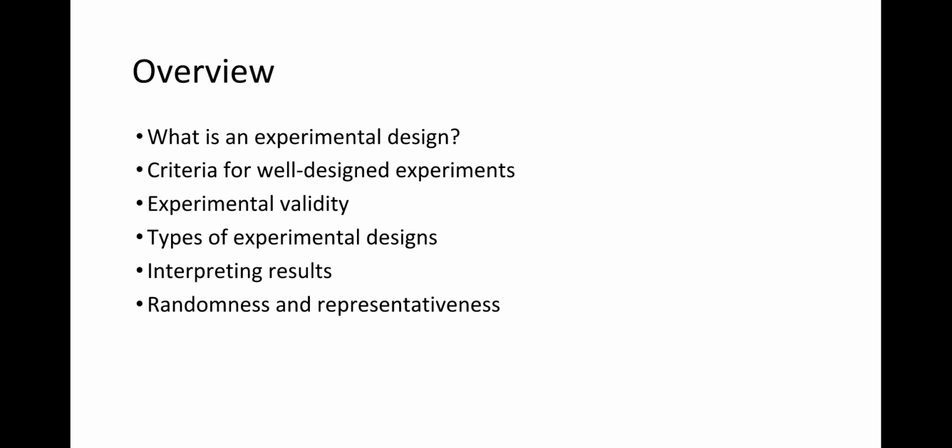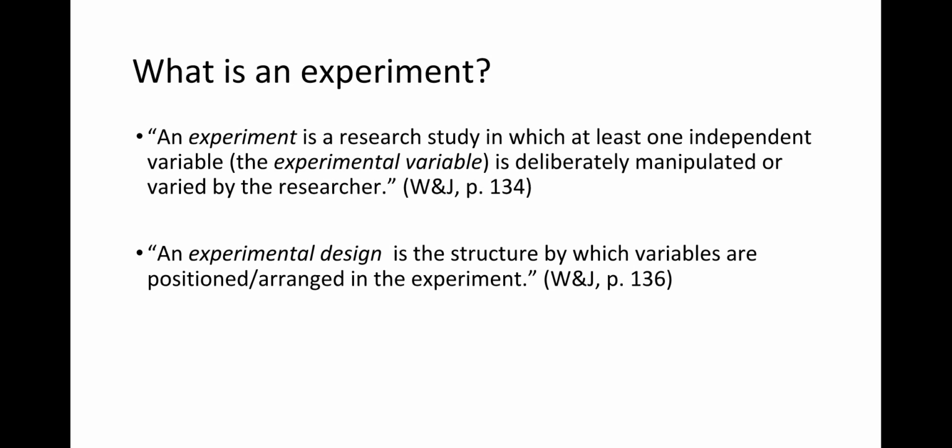And then we'll get into what types of experimental design there are: pre-test, post-test, and post-test only designs. We will talk about it. And then interpreting results a little bit, how to interpret those results, right? And then we will summarize. I don't think we will talk about randomness and representativeness too much in this class, right?